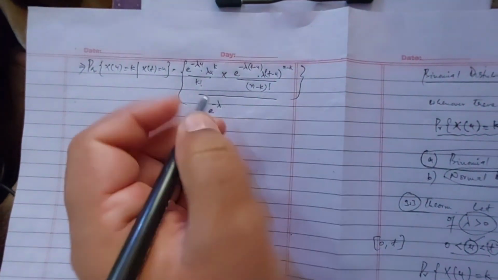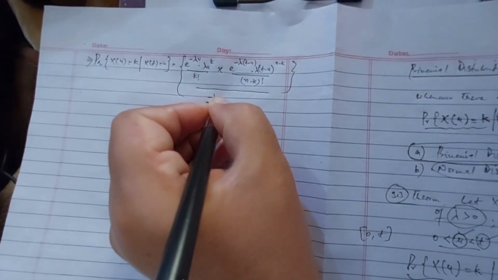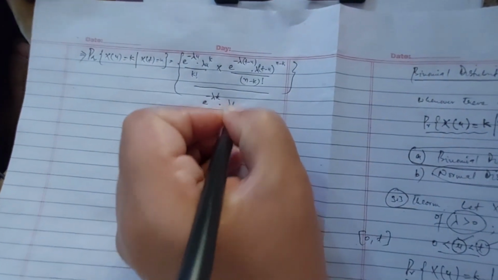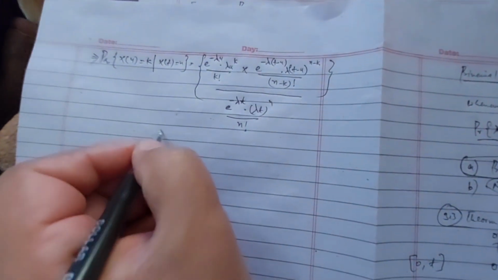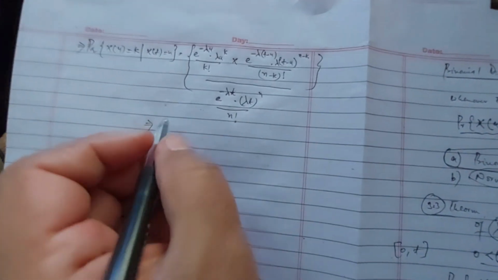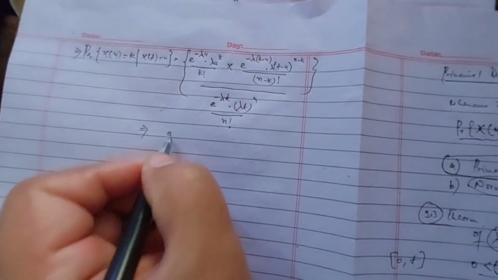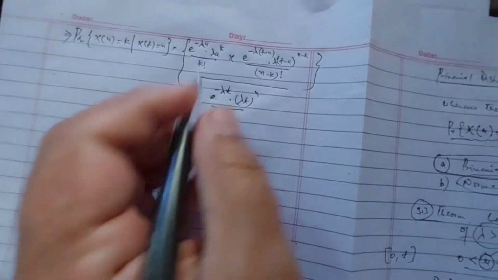So it will be equal to e raised to power minus lambda t, times lambda t raised to power n divided by n factorial. Here, actually it is multiplication, so a by b multiplied by c by d is equal to ac over bd. So the upper will be multiplied with upper and lower will be multiplied with lower.